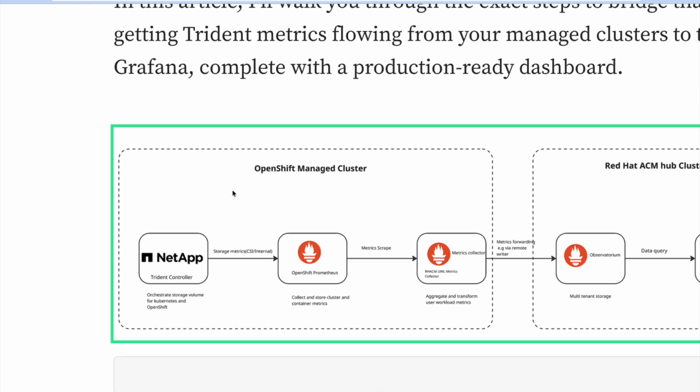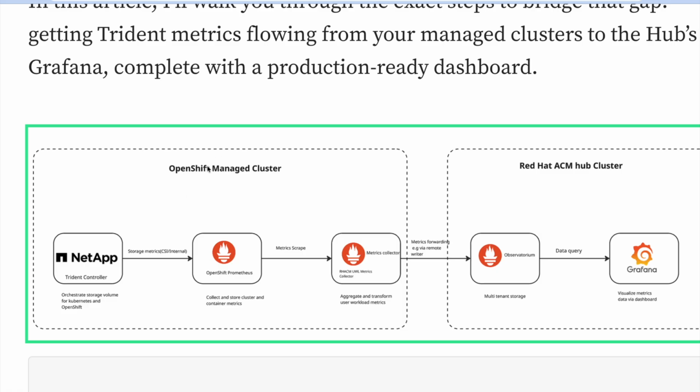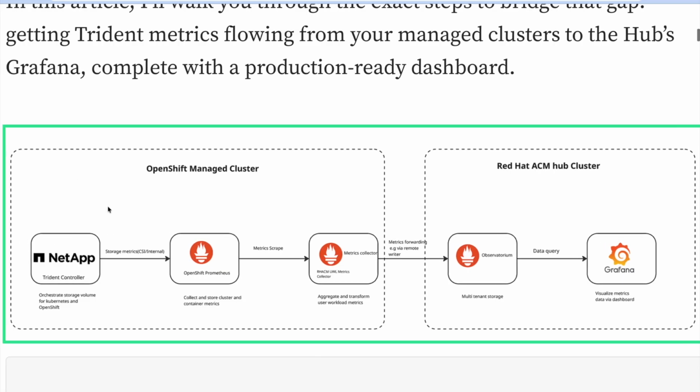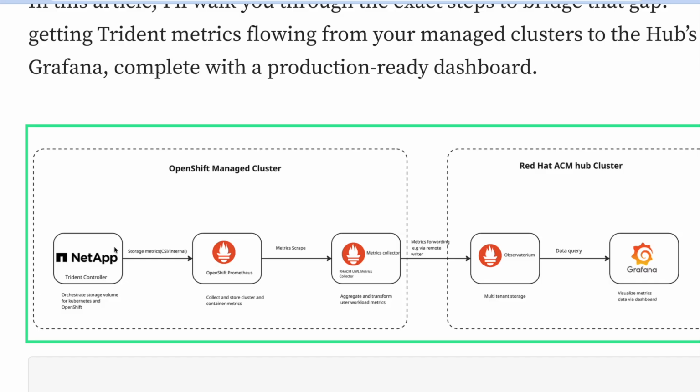One will be the OpenShift managed cluster, as you can see here, right? So there is an OpenShift managed cluster, and then there will be a hub cluster where our ACM is. ACM means Red Hat Advanced Cluster Manager, right? So basically your NetApp Trident is installed on your managed cluster here, right? And this is the one which will be exposing all the NetApp related metrics, storage related metrics. So you'll be fetching all those metrics here to your OpenShift Prometheus, right?